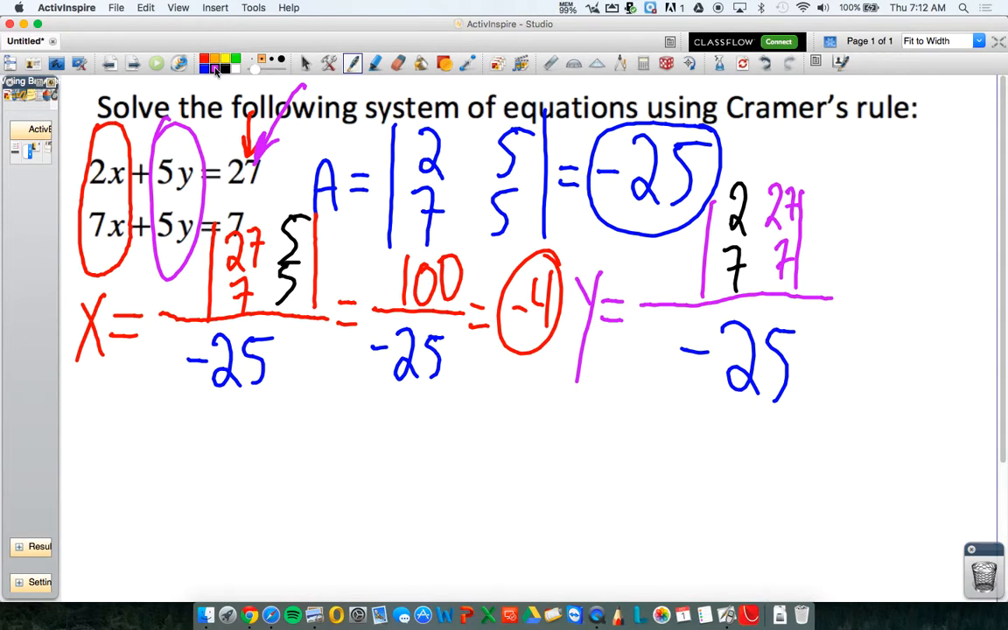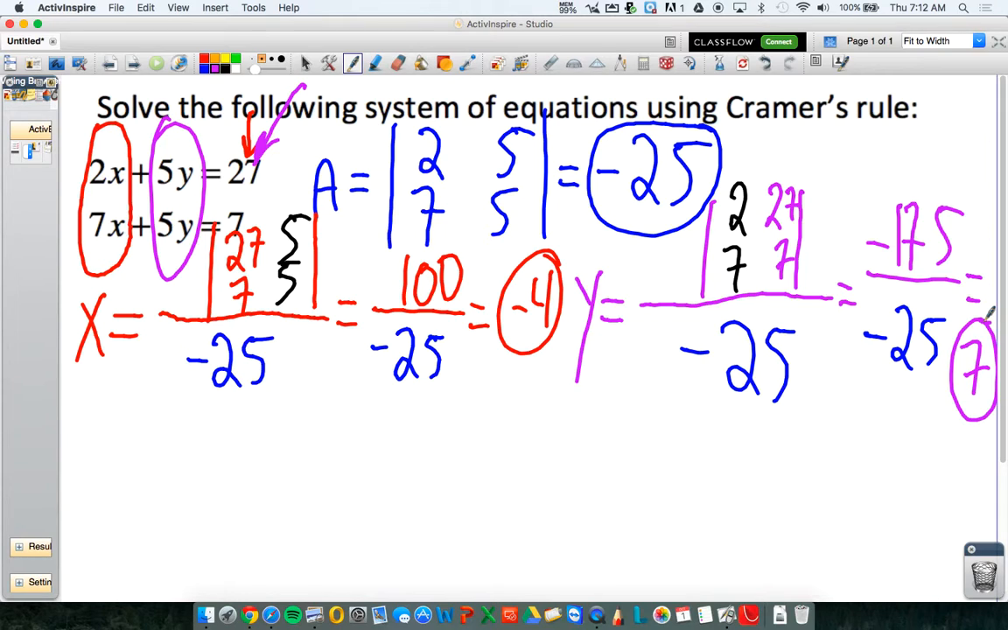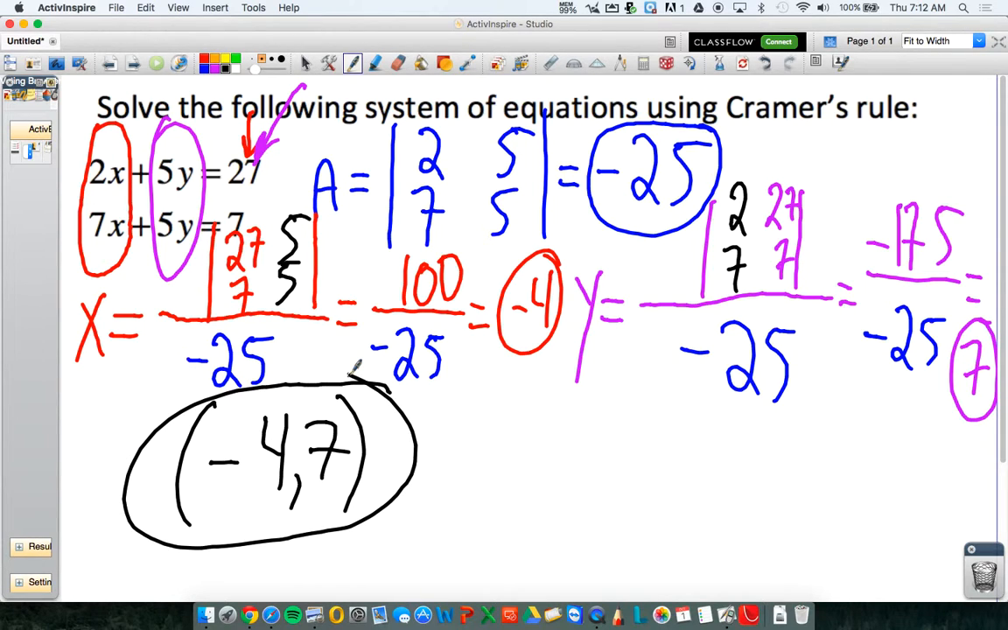Do the same thing for y. Find the determinant of the numerator. When you do, you'll get negative 175. Divide that by negative 25. And you'll get an answer of 7. That is your y value. Please remember that it is a system. Any system, you need to report the answer as an ordered pair. So there is your answer for 2x plus 5y equals 27 and 7x plus 5y equals 7 using Cramer's rule.